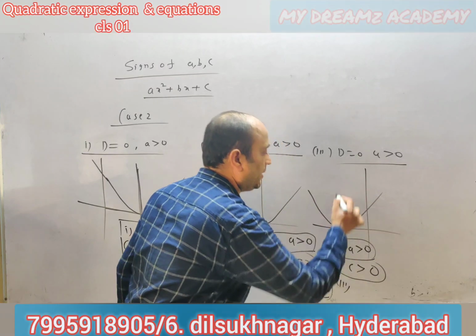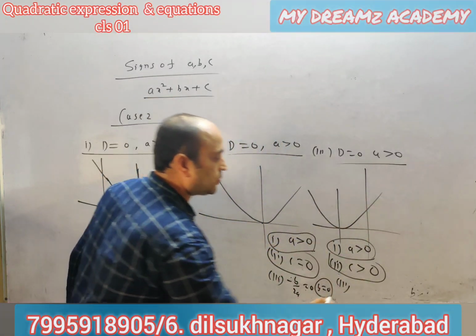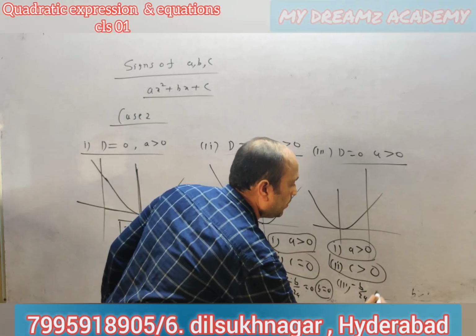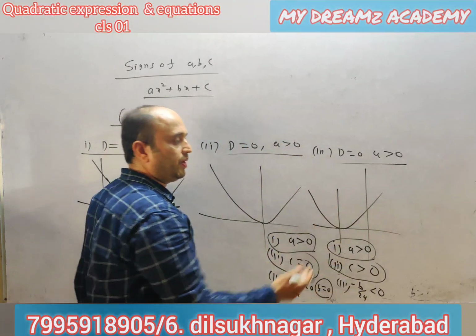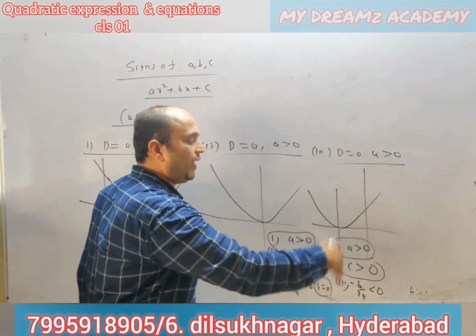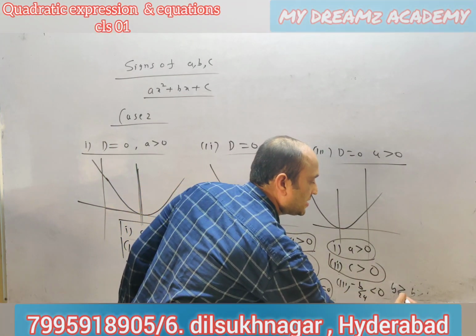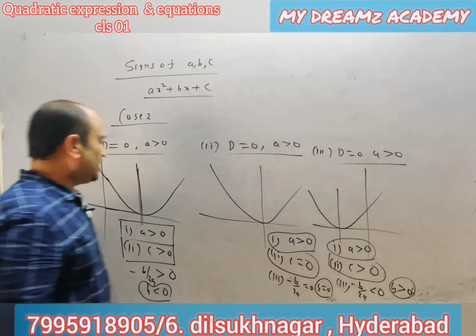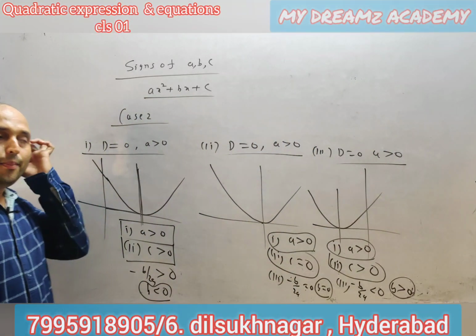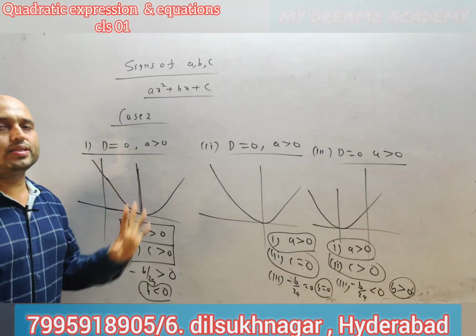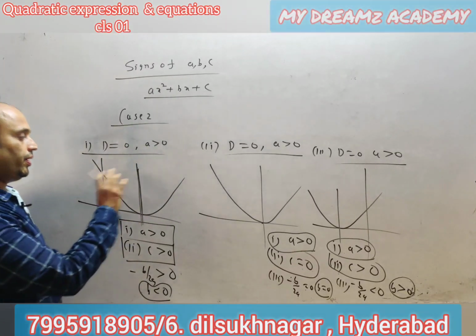Third one, minus b by 2a. So the minus b by 2a part is less than 0, because that lies on the negative x-axis. So if minus and minus on that side, b is greater than 0. These are the different cases when the discriminant equals 0 and a is greater than 0.